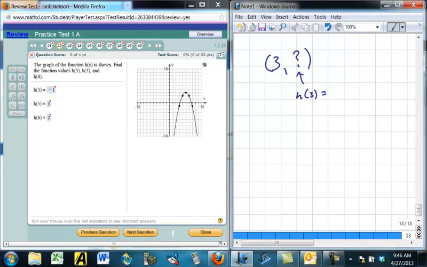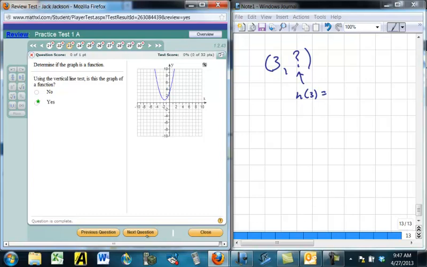Similarly, h of 5: 1, 2, 3, 4, 5. Go up here. The y value is 3. And h of 6: 1, 2, 3, 4, 5, 6. Go up, and the y value is 2. And so negative 1, 3, and 2 are our answers.